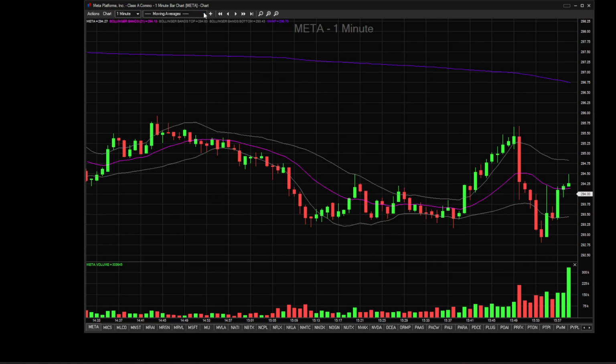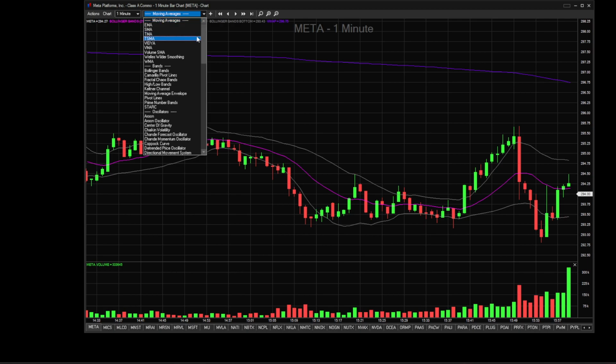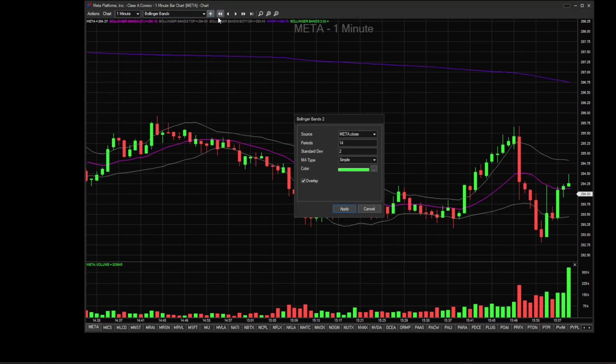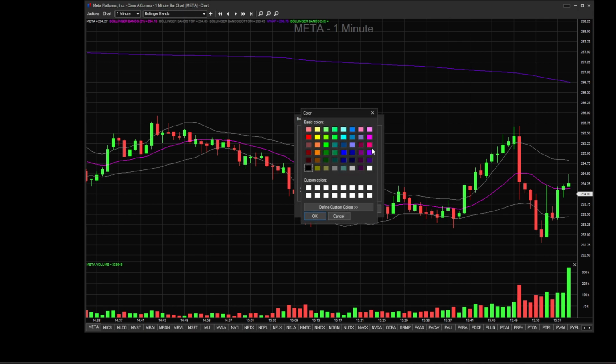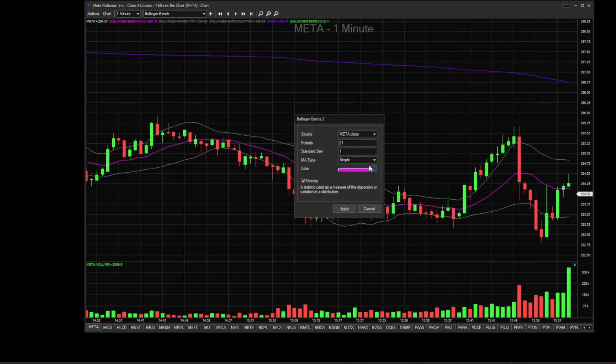So to do that, all you would have to do is go up to here, and these will already be on your charts, but nevertheless, in case for some reason they're not, go to Bollinger Bands, hit the plus sign, and then all you have to do is change this to 21 periods, change this to 1, and I have the color set to this color right here, so that way it's recognizable for me. I'm not going to add this now because I already have it on the screen, but you can see the settings here for your future reference.